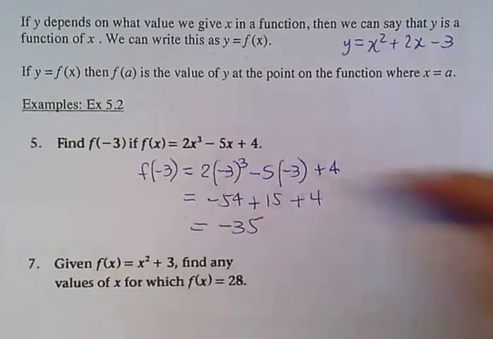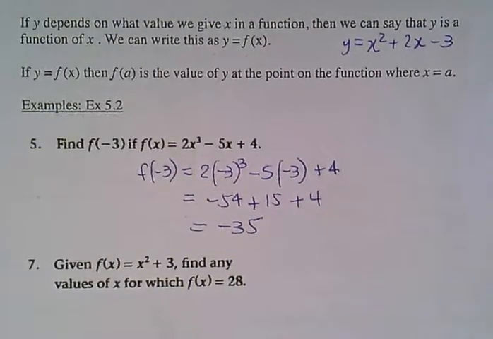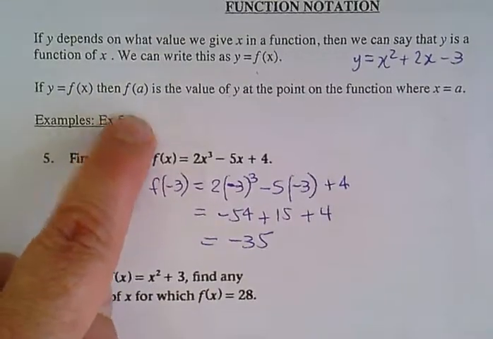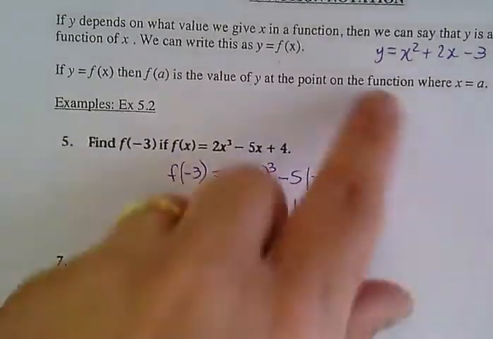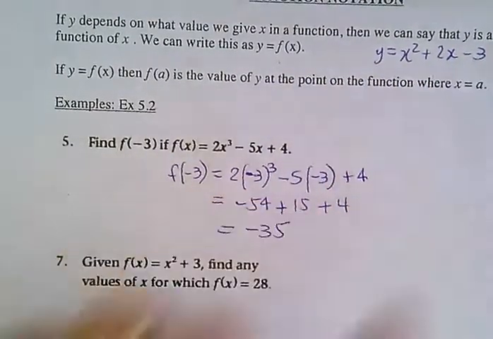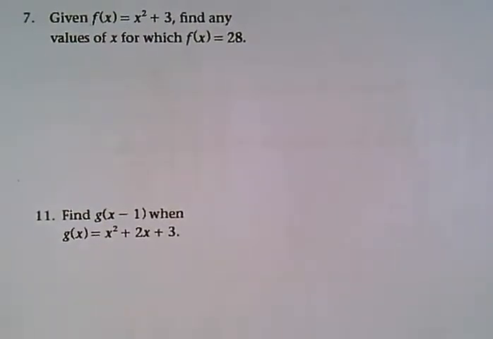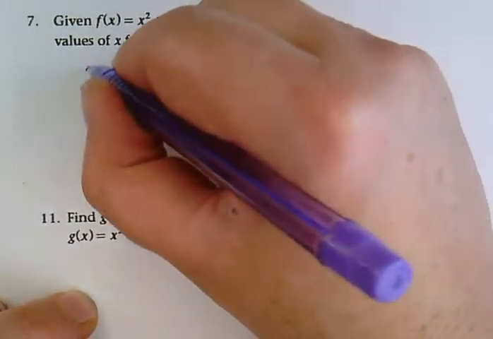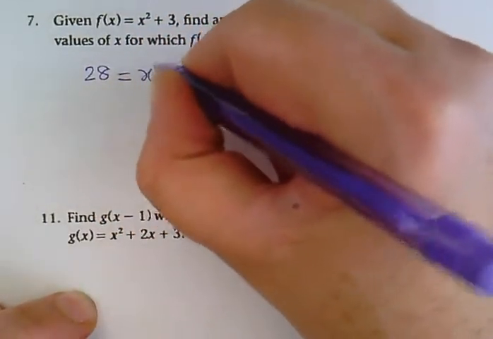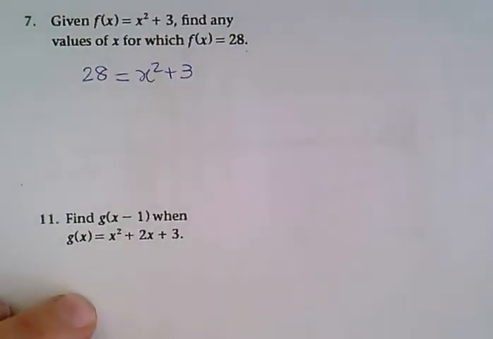Negative 35. Now, if y is a function of x, instead of seeing y equals whatever, you're going to see f of x equals. Okay? Now in the next one, question 7, if f of x is x squared plus 3, find any values of x for which f of x is 28. So we replace this f of x with 28 equals x squared plus 3. And then we just solve.